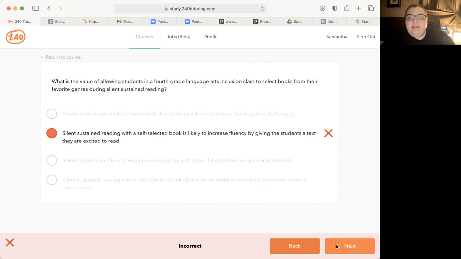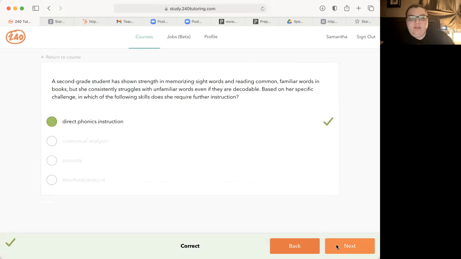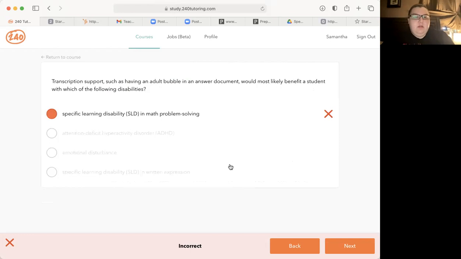Okay. Do I click next? Okay. Phonics. Why did I get this one wrong? What is an adult bubble in a document? Transcription support, such as having an adult bubble in an answer document, would most likely benefit a student with which of the following disabilities?